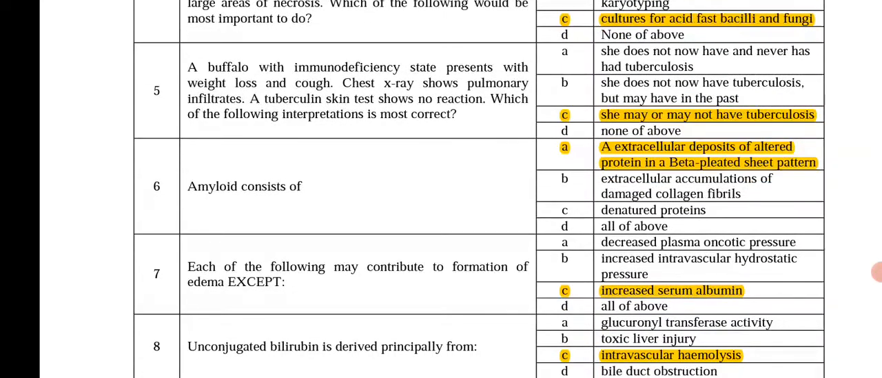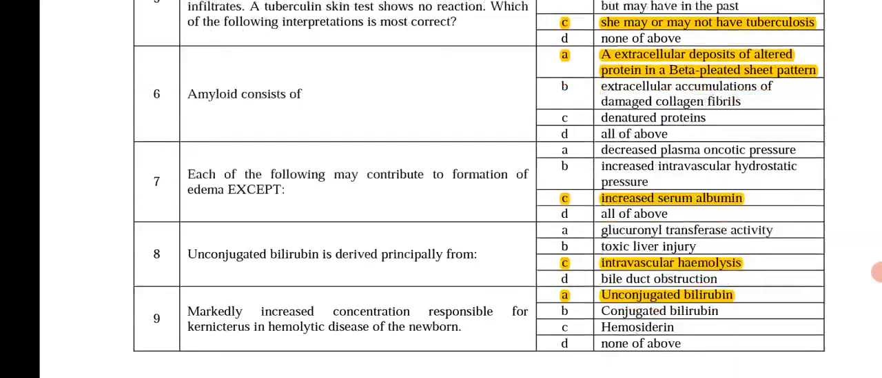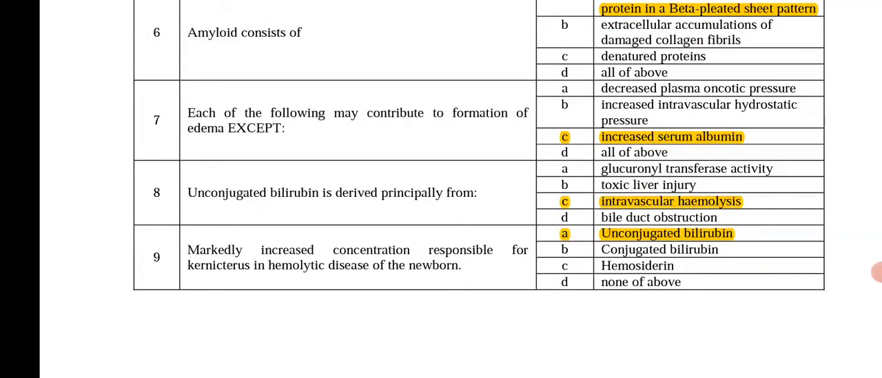A buffalo with an immunodeficiency state presents with weight loss and cough. Chest X-ray shows pulmonary infiltrates. A tuberculin skin test shows no reaction. Which of the following interpretations is most correct? She may or may not have tuberculosis. Amyloid consists of extracellular deposits of altered protein in a beta-pleated sheet pattern. Each of the following may contribute to the formation of edema except increased serum albumin.